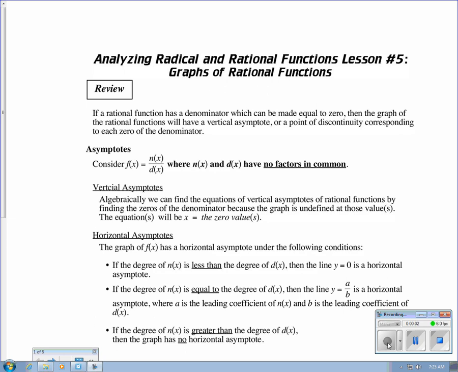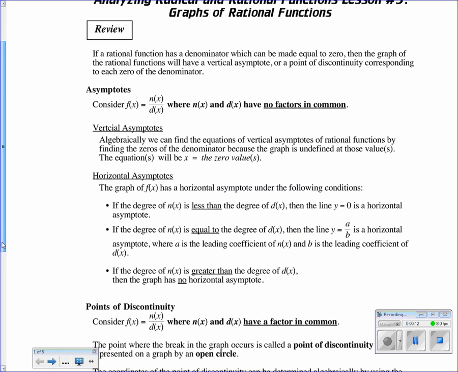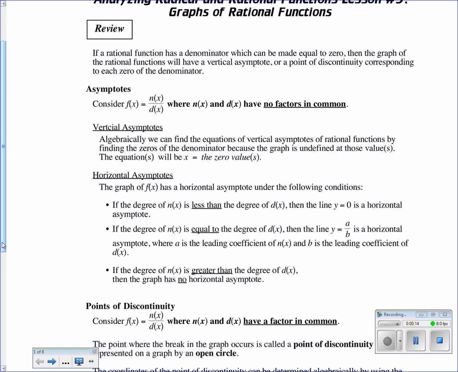So just a couple of reminders. This is Radical and Rational Functions Lesson 5. We've been looking at asymptotes, places where the graph gets really, really close to but doesn't cross. We did talk about horizontal asymptotes being a little strange in that they are values that the graph approaches as x gets very, very large or very, very small. So as x approaches positive or negative infinity.